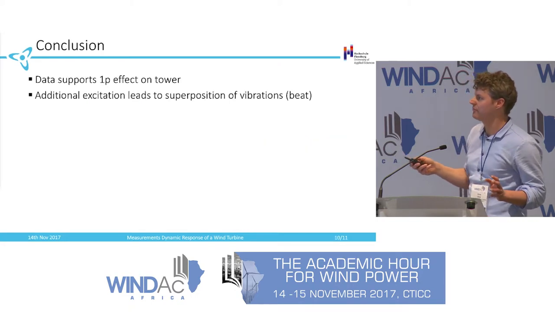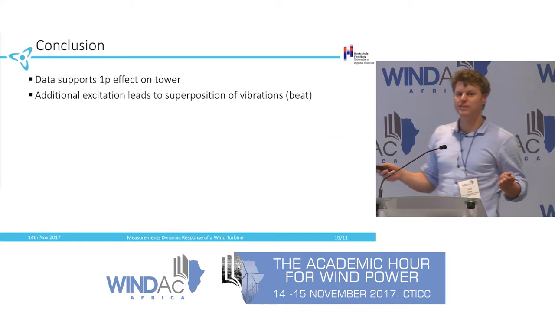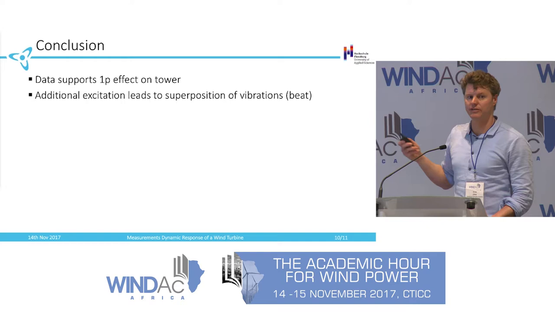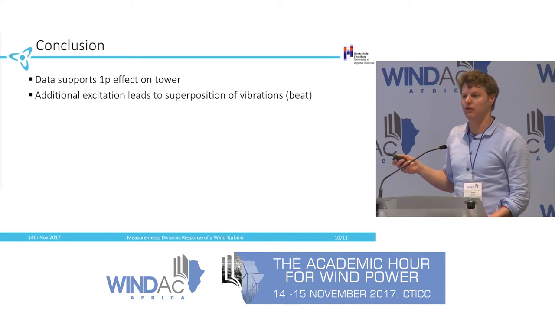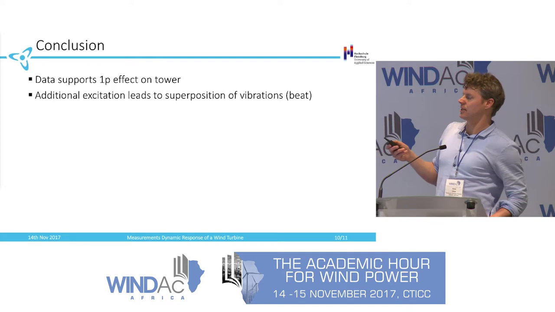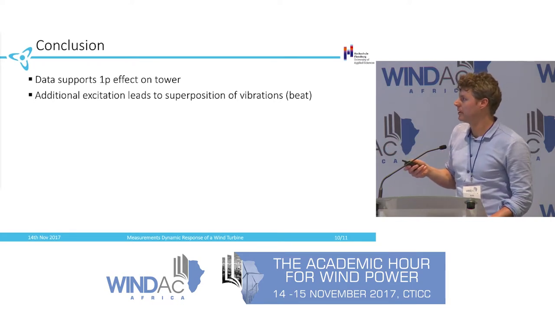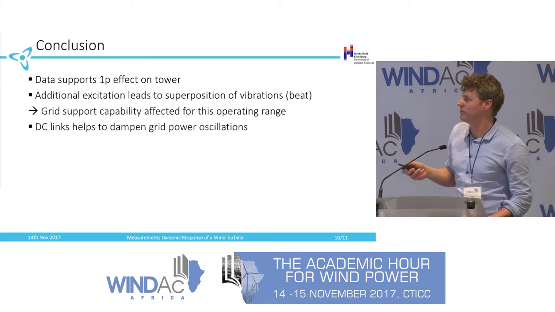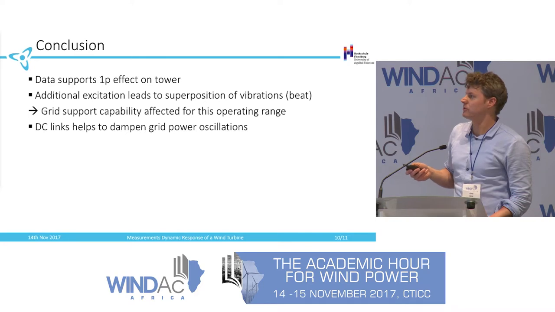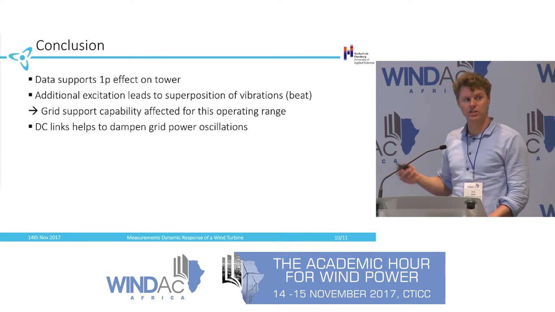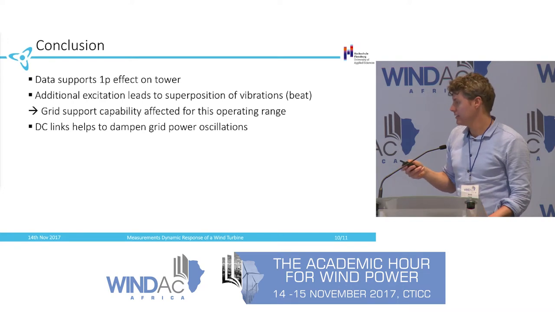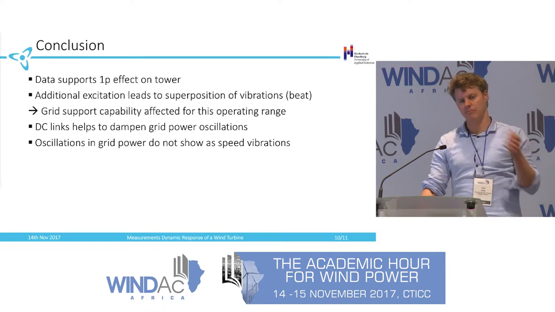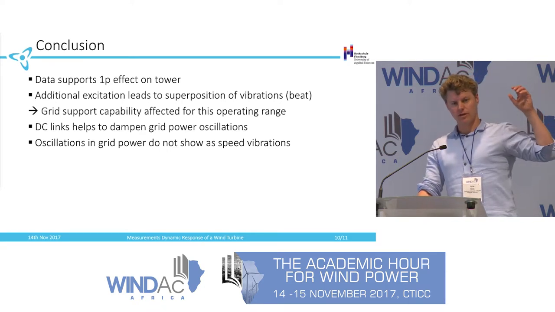So I think I have 1 minute left. Quick conclusion. We've seen that the data actually supports the assumption that the 1P effect has a strong effect on our vibrational behavior, and that we might get into trouble there when we want to support the grid. And the second thing that we've seen is that the DC link helps to dampen grid power oscillations, which come from the turbine.